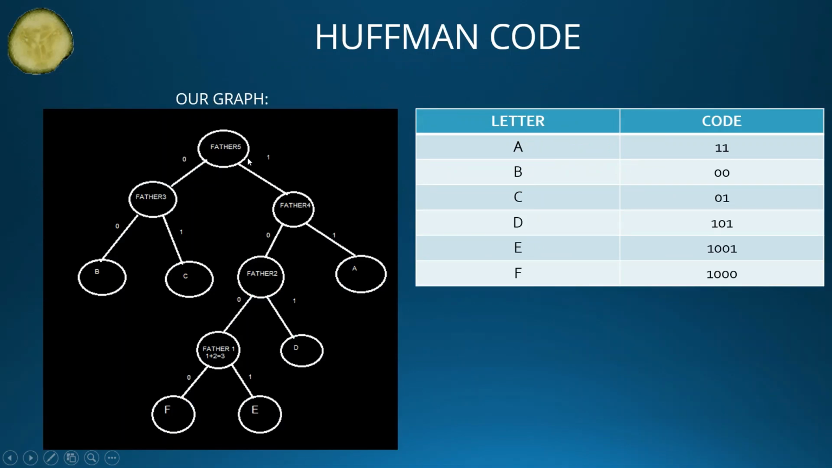And here is our Huffman code. Let's see it for the letter A, for example. So letter A is here. We go to the right son of Father 5 and then to the right son of Father 4, and we get A, which means 1, 1. That's the code. And we do the same process for all other letters.